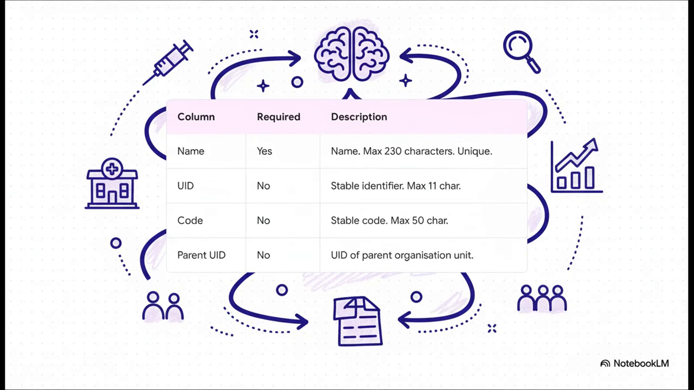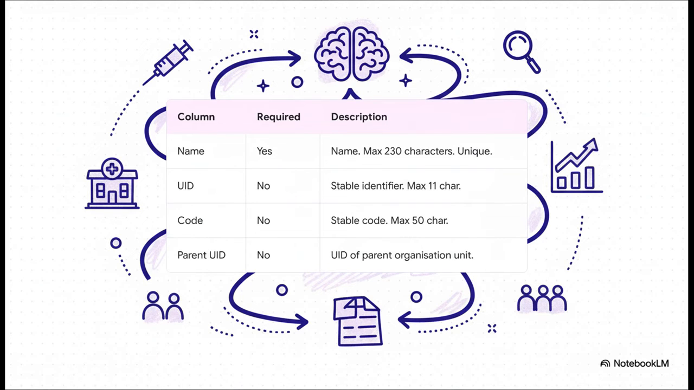And check this out. This is an actual example right out of the manual. This is how you digitally define a real-world clinic, or what they call an organization unit. Of course, it needs a name, a unique ID, but look at that parent UID. That's the crucial part. It tells the system who this clinic reports to.